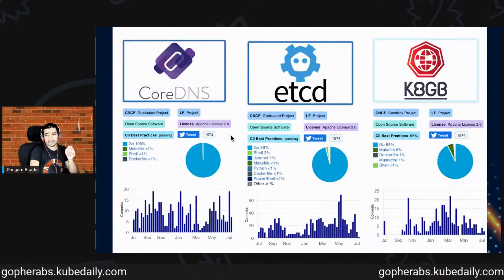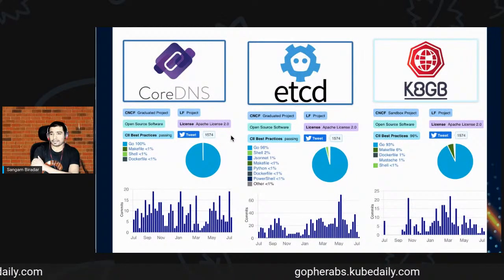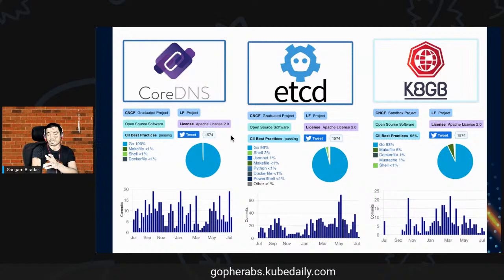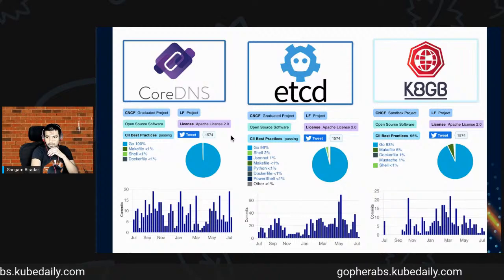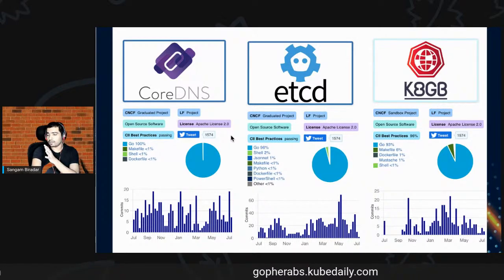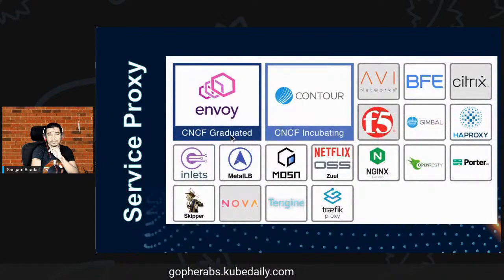CoreDNS is 100% written in Go. etcd is 96% written in Go. K8GB is 93%. I have used only etcd from this list.